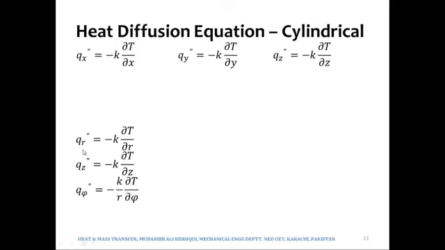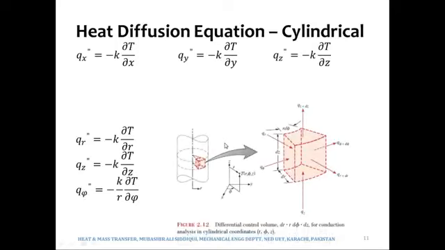Let's say that, where is r, where is z and where is phi. This is the diagram that is given in the book. Of course, I am leaving the derivation of this on you, and this derivation would be the same as, or very similar to, the derivation of the Cartesian coordinate system equation.